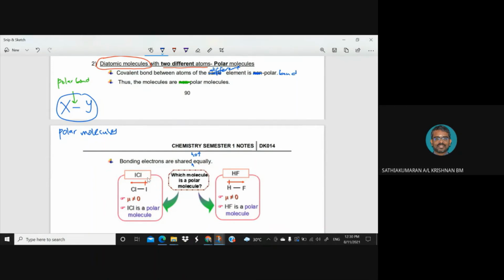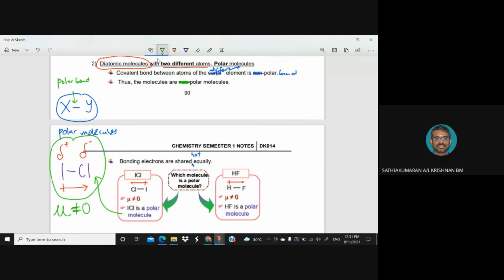Here are a few examples. Let us see a few examples. I have ICl. I want to know whether this bond is polar or not. Which atom is more electronegative? Chlorine. So here is the negative dipole, here the positive dipole. I can draw the bond dipole polar arrow. So this molecule is a polar molecule. The dipole moment mu is not equal to 0.